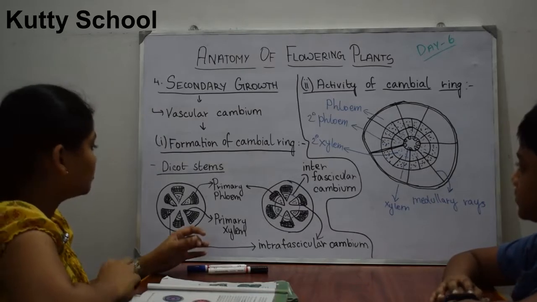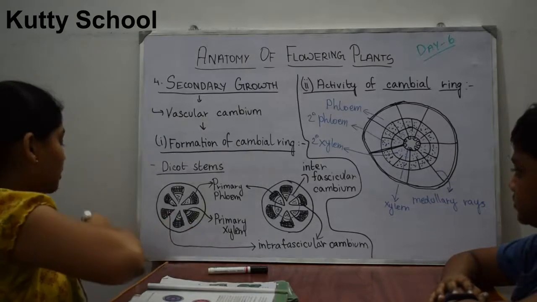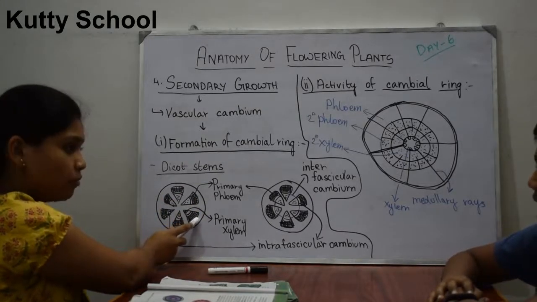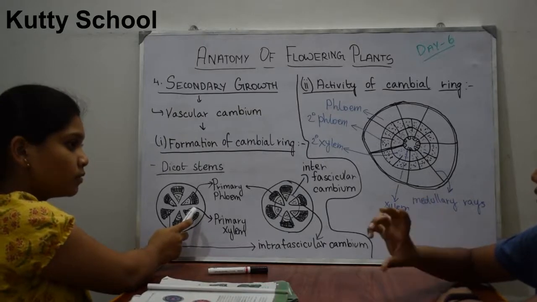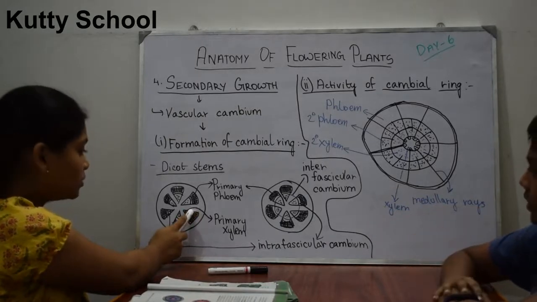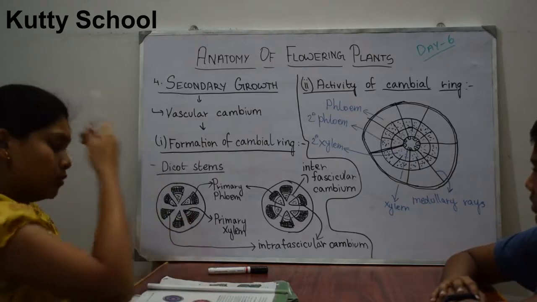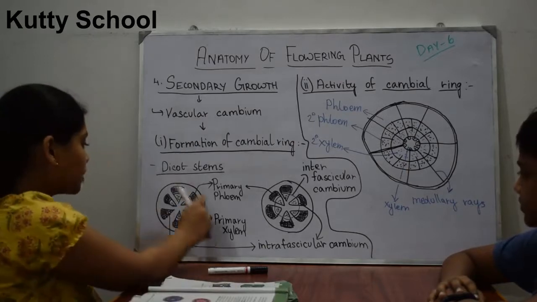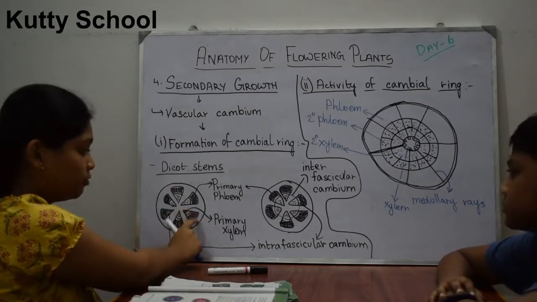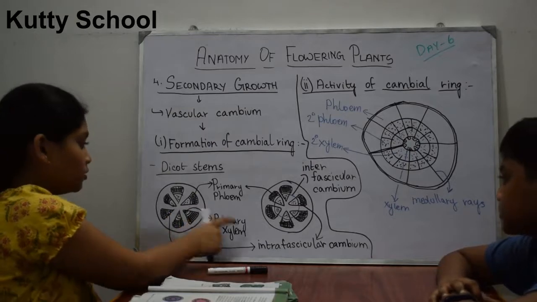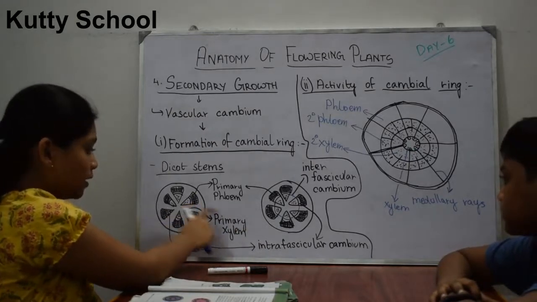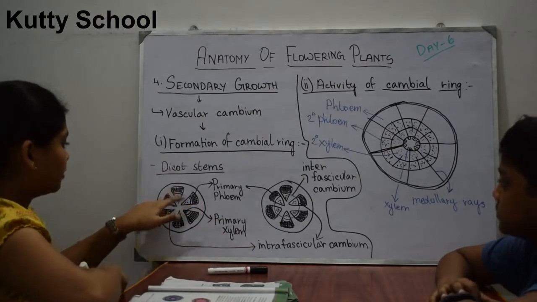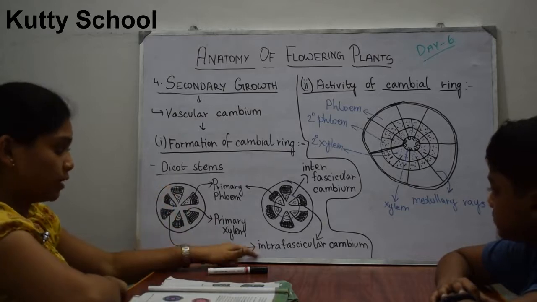In dicot stems, we have already seen that cambium is present between xylem and phloem. It forms like patches and grows very fast. First it forms in patches, and then it forms for secondary growth. It is present between xylem and phloem. This gap between xylem and phloem, where the cambium is present, is known as intrafascicular cambium.